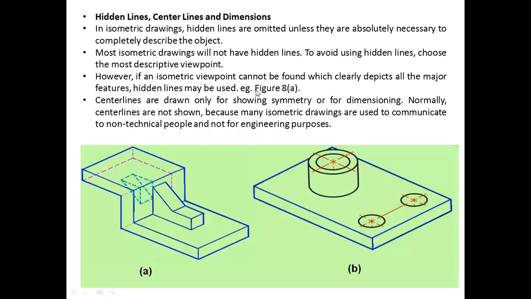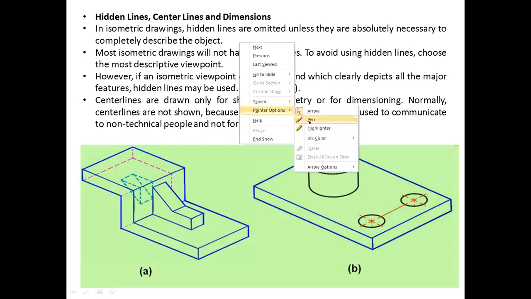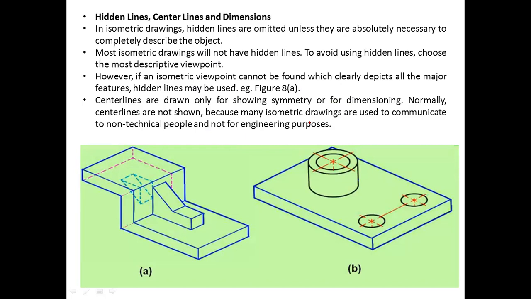Okay. Now, we will see how hidden lines, center lines and dimension lines should be given in isometric drawings. In isometric drawings, hidden lines are generally omitted, whereas in orthographic projection we show hidden lines for those objects which are not visible from a particular view. But in isometric drawing, they are omitted unless they are absolutely necessary. For example, this. If we wouldn't have shown this hidden line, then this detail would have been missed.